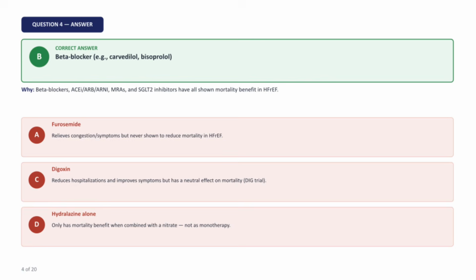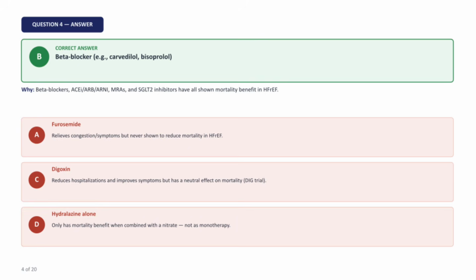The correct answer is B. Beta blocker. Beta blockers, ACE inhibitors, ARB, ARNI, MRAs, and SGLT2 inhibitors have all shown mortality benefit in heart failure reduced ejection fraction. Now, why isn't A correct? Furosemide relieves congestion or symptoms but has never been shown to reduce mortality in heart failure reduced ejection fraction.